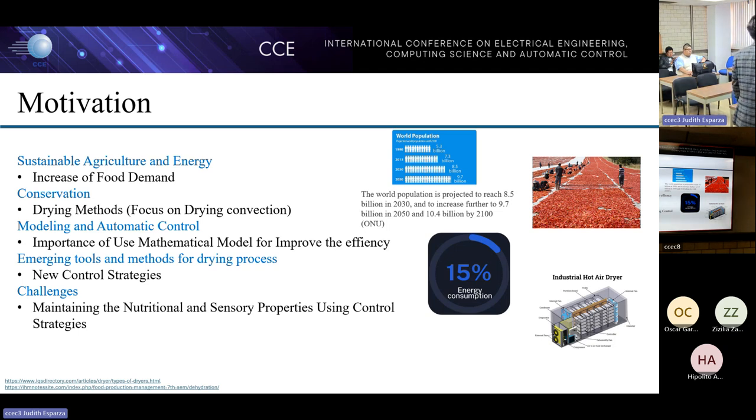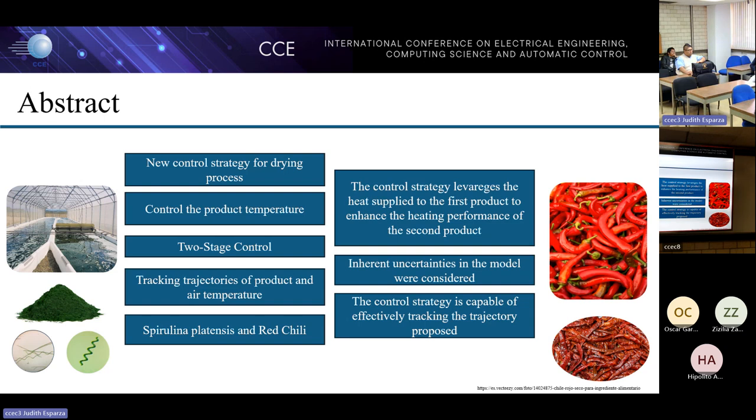But when you use a mathematical model to improve the efficiency, you can use emerging tools and methods for the drying process. And this new control strategy, called two-stage control, permits maintaining the nutritional and sensory properties. In our research, a new control strategy for the drying process was implemented to control the product temperature in these two products, red chili and Spirulina platensis, for tracking the trajectory of the product and air temperature.